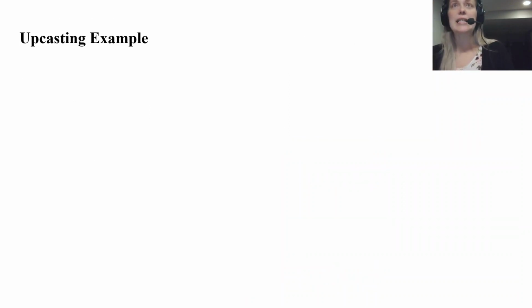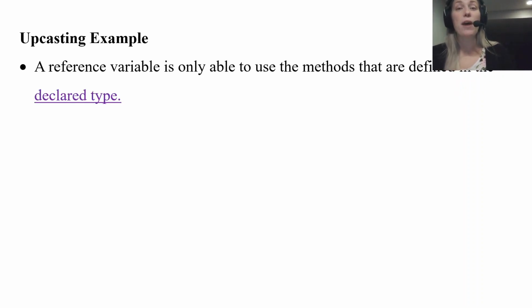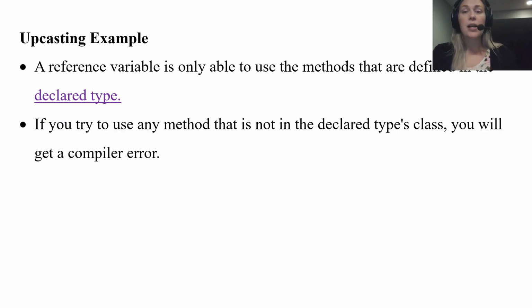But let's see exactly how upcasting works with methods. So remember, a reference variable is only able to use methods that are defined in the declared type. That first class is the declared type. If you try to use any method that is not in the declared type's class, you will get a compiler error. Now I say it has to be the declared type's class, but it can also be a method that's above the declared type in the inheritance hierarchy. And we'll see examples so that it sticks out in your head.